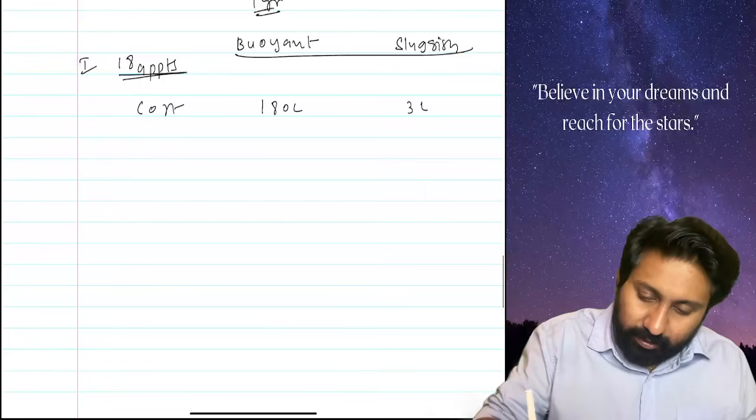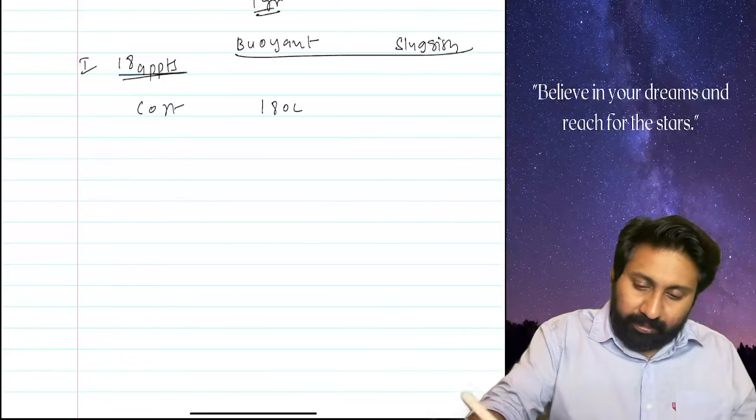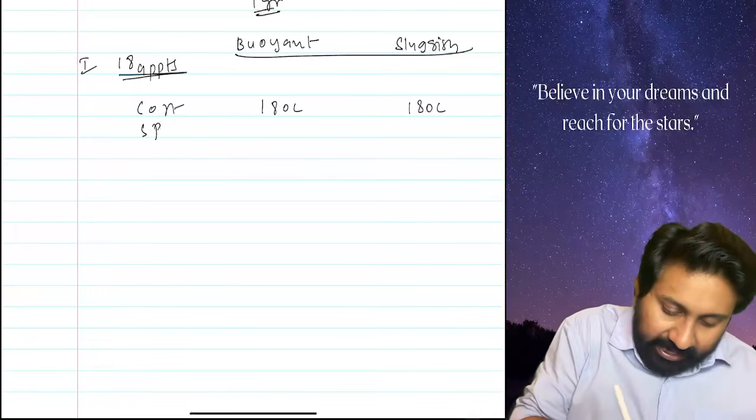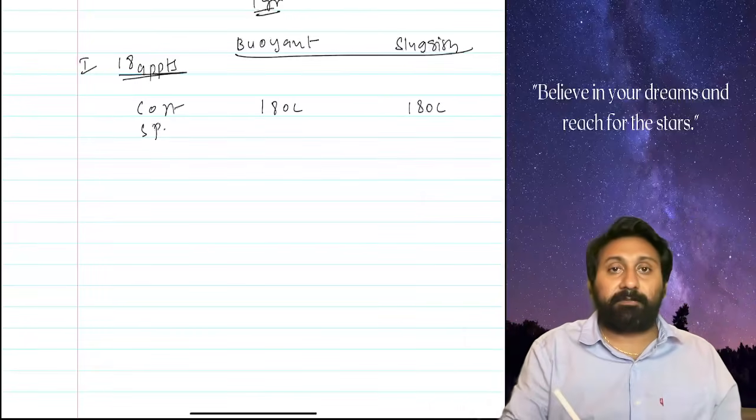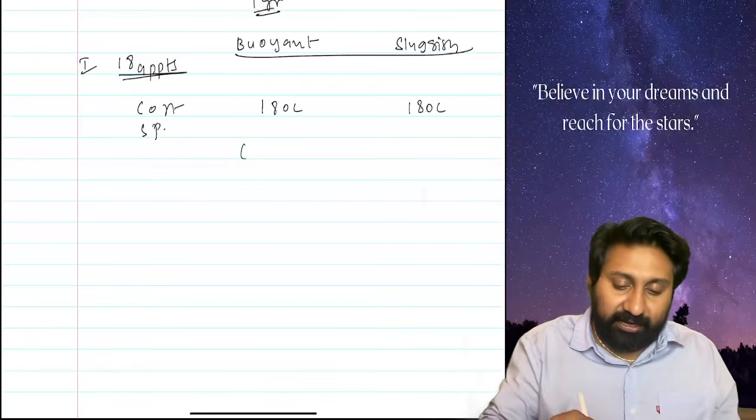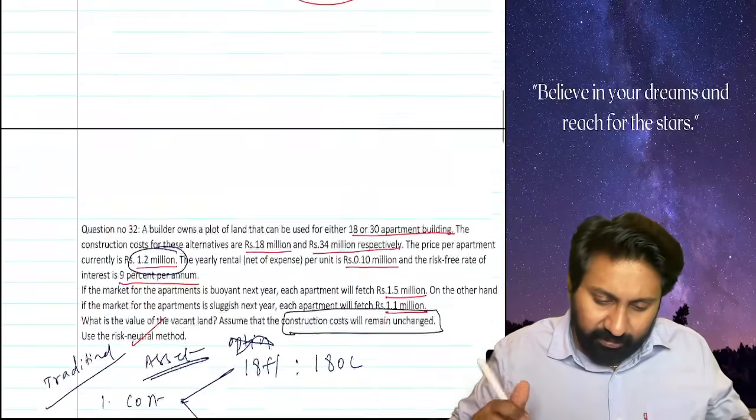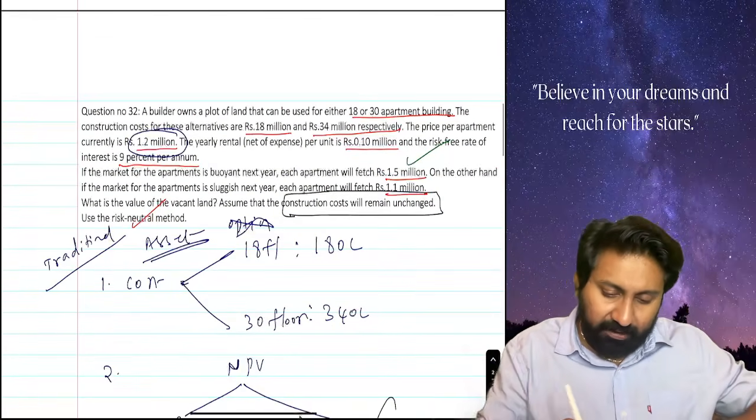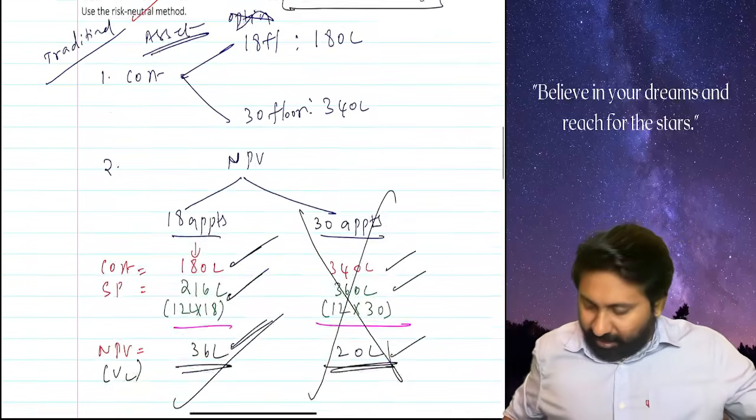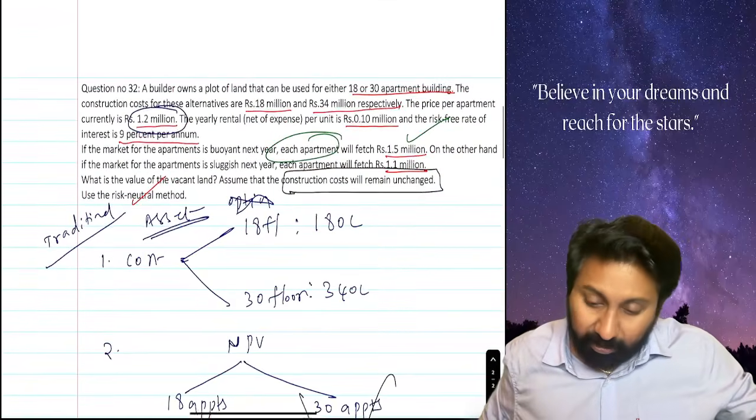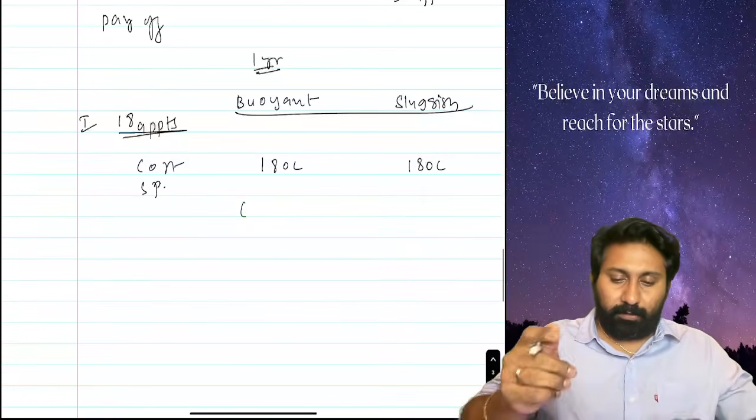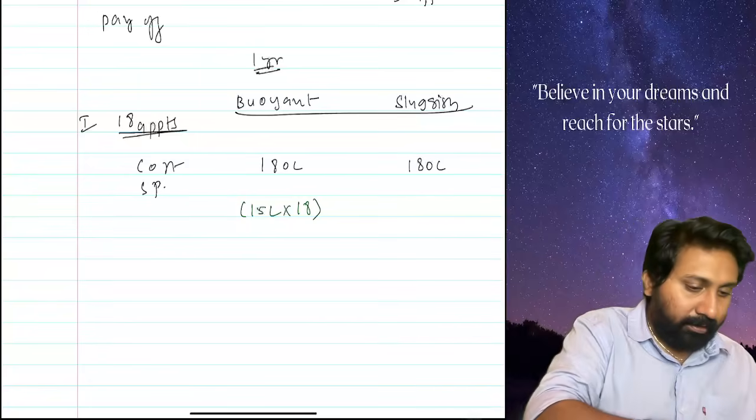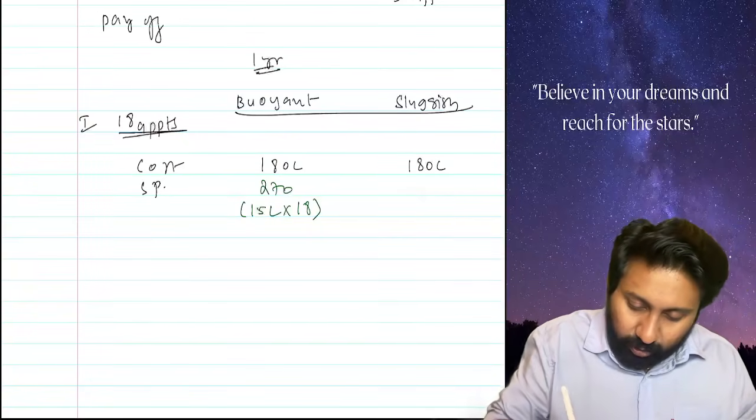And next one, 18 apartments, sluggish also, 180 lakhs. Sale price. If market is buoyant, I can sell each flat at 15 lakhs. Each apartment will fetch 1.5 million. 1.5 million means 15 lakhs. 15 lakhs into 18, I can sell at 270 lakhs.